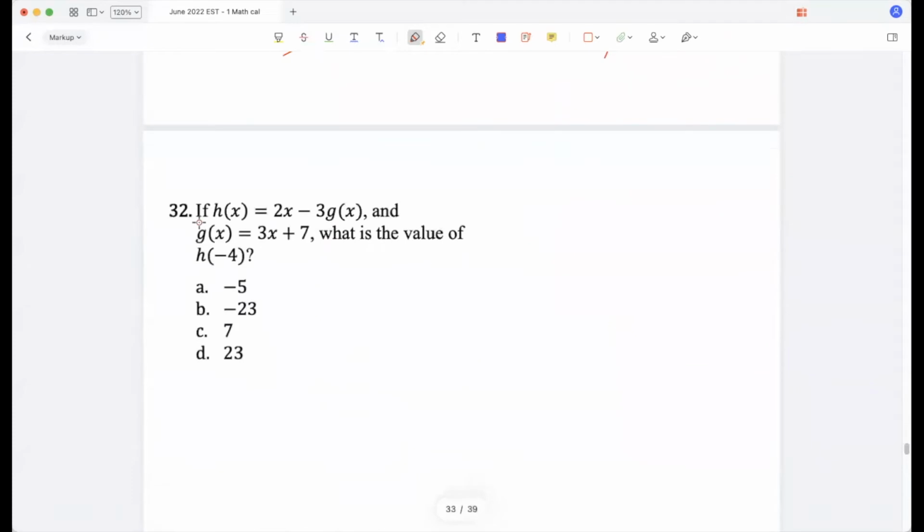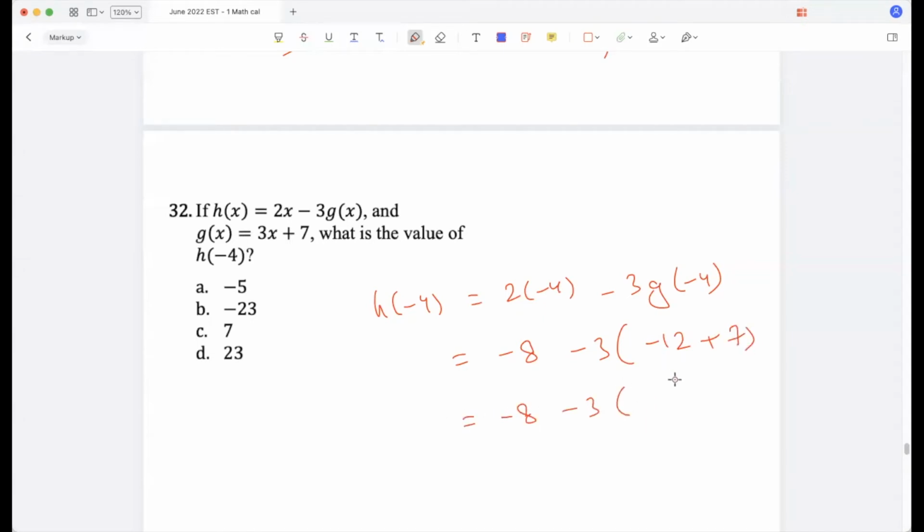Hx is this and gx is this. What is h of minus 4? Okay. H of minus 4 is 2 times minus 4 minus 3 g of minus 4. Okay, so that's negative 8 minus 3. And g of minus 4 will be minus 12 plus 7. So minus 8 minus 3 into minus 5. Minus 8 plus 15, so 7.